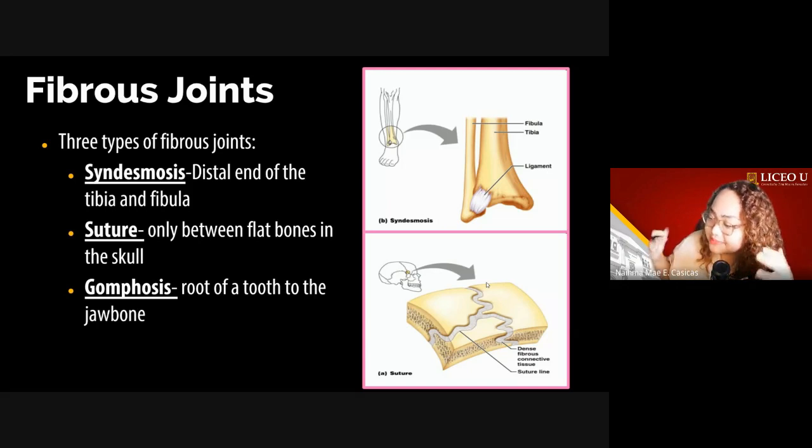So these bones are then fused together through a suture. You call that a suture. So there are three types of fibrous joints. You have your syndesmosis, which is where the distal end of the tibia and fibula connect, no? And then your sutures, which are very much found in your skull. So this is only between your flat bones, and your gomphosis, which is found in the root of a tooth to the jawbone. If your teeth move, it's like a joint.